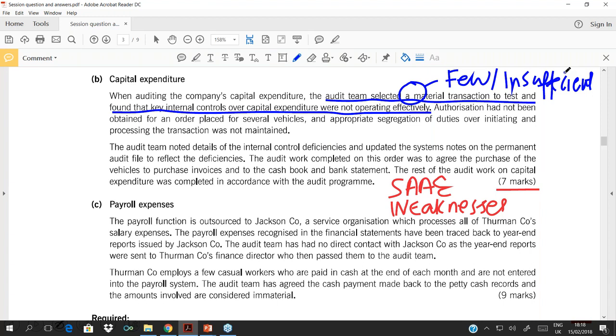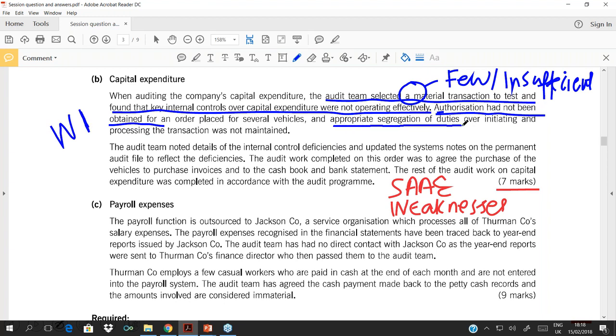Okay, so the audit team selected a material transaction to test controls and found that the controls over the capital expenditure were not operating effectively. Authorization had not been obtained for an order placed for several vehicles. So is that the first weakness? Authorization had not been obtained. So can I say this is my weakness number 1? W1, weakness 1.